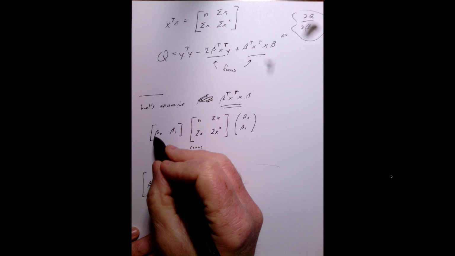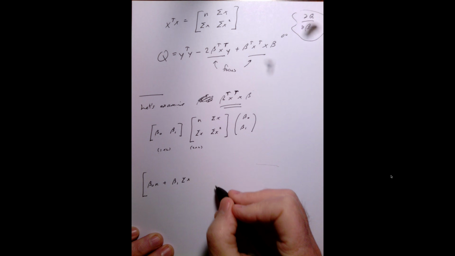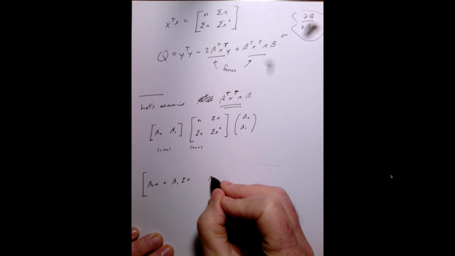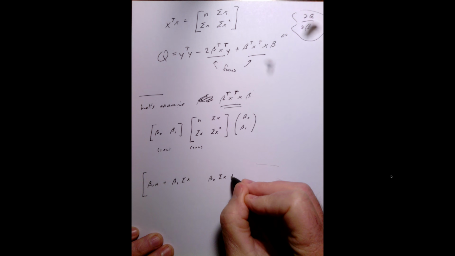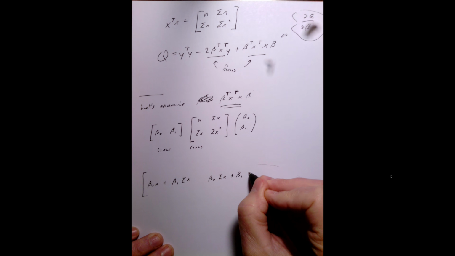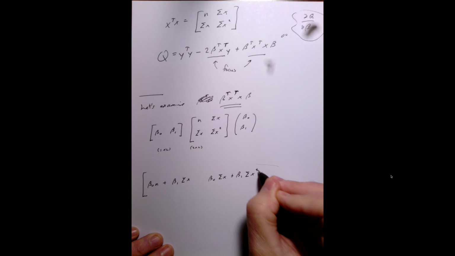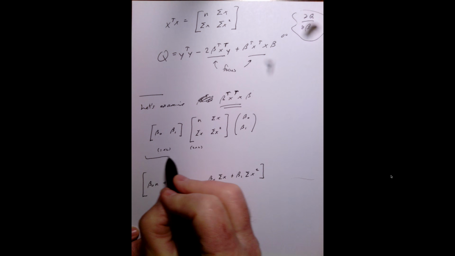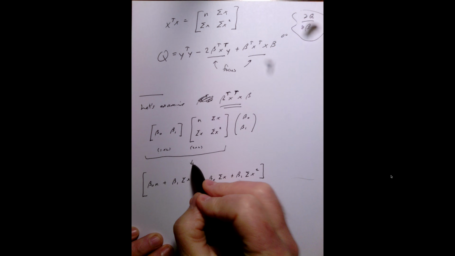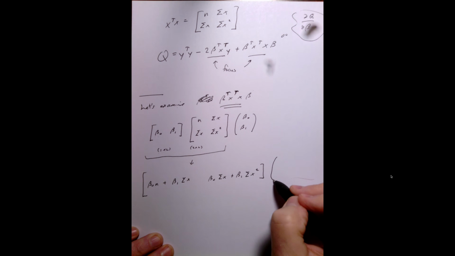And then I'm going to take the row 1 times column 2. So over here I'm going to have beta 0 sum of the x's plus beta 1 sum of the x squared. So this is the product here. Now I need to multiply that by beta 0, beta 1.